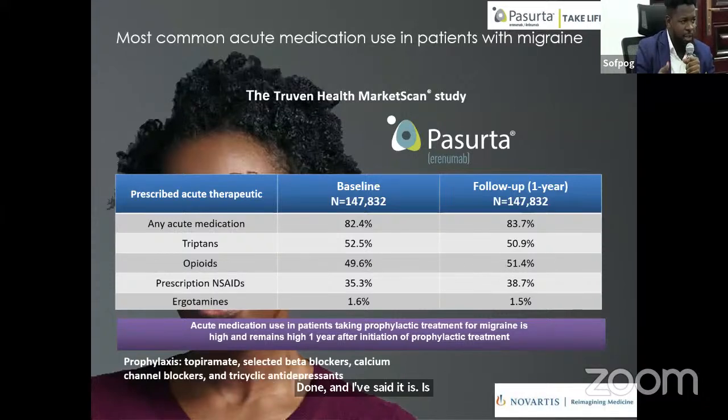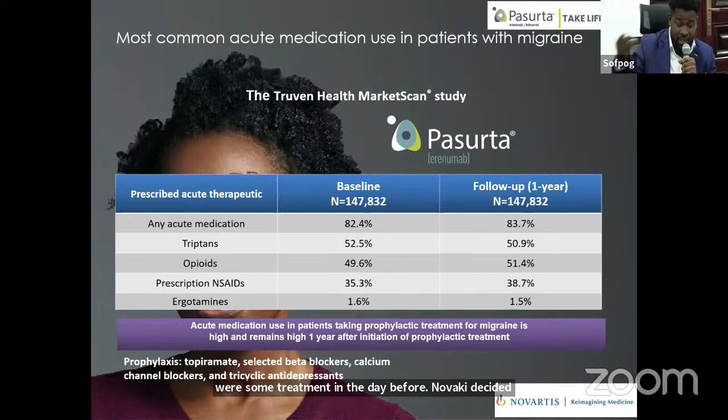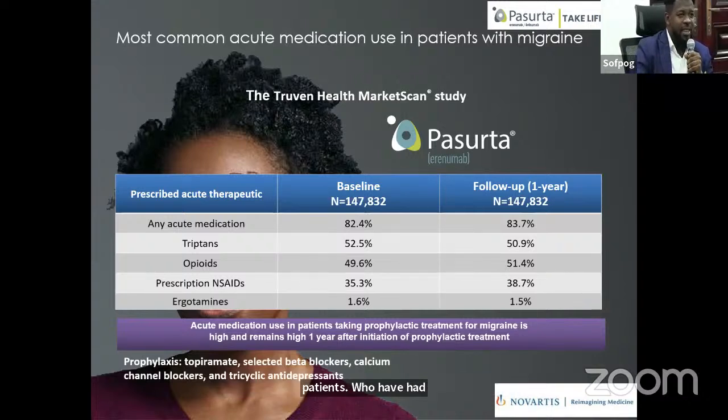Is there a need for us to synthesize a new migraine molecule like Pasuta? Is there even a need? Because there were some treatments in the day before Novartis decided to synthesize Pasuta for the patient's migraine. So is there a need? Yes, there's a need, because if you look at this, a true vein marker scan, which is a retrospective study which spans over 10 years. Now, what they did was that they picked patients who have had migraine, what they were taking, and then they measured their response after 1 year to find out whether this molecule was effective.